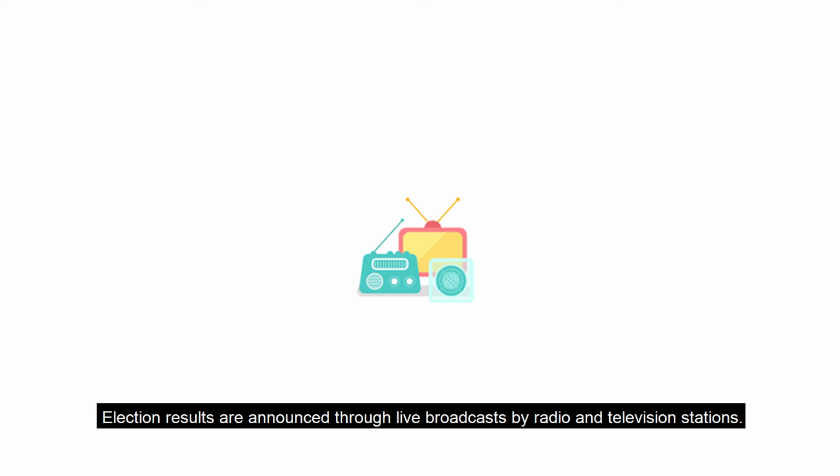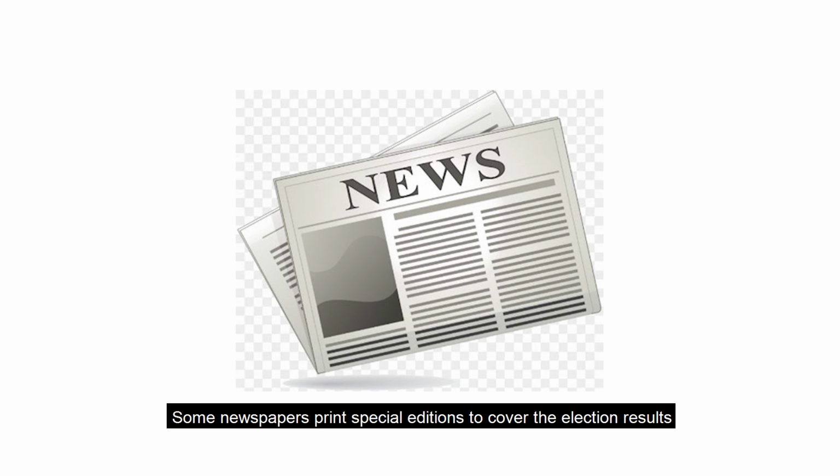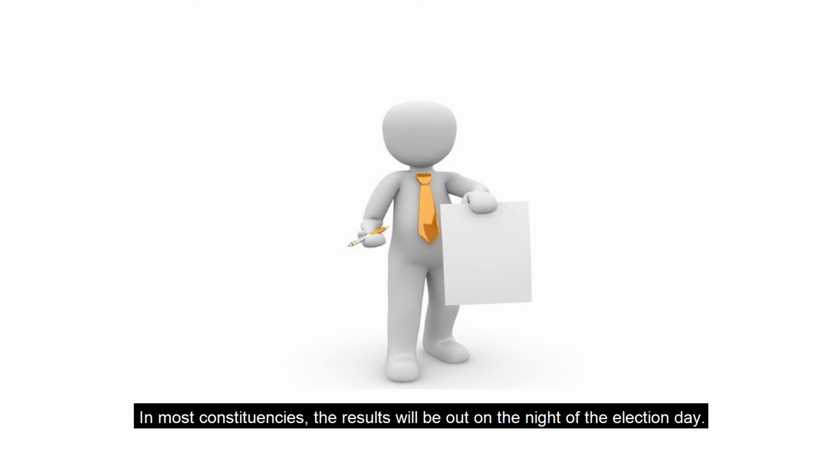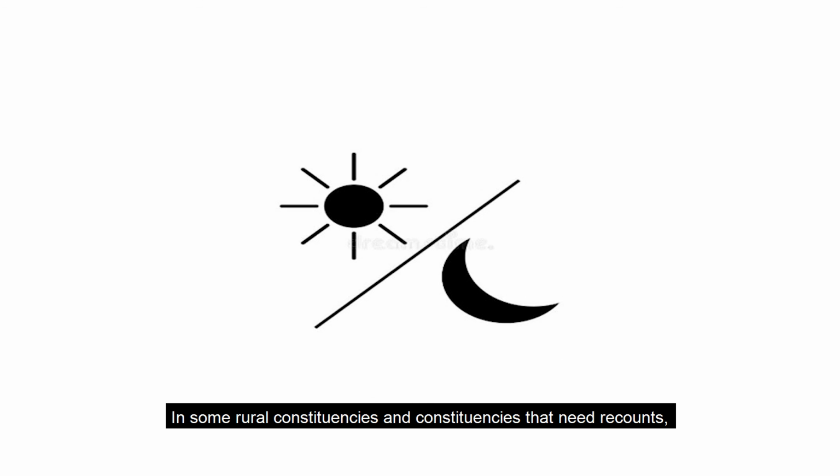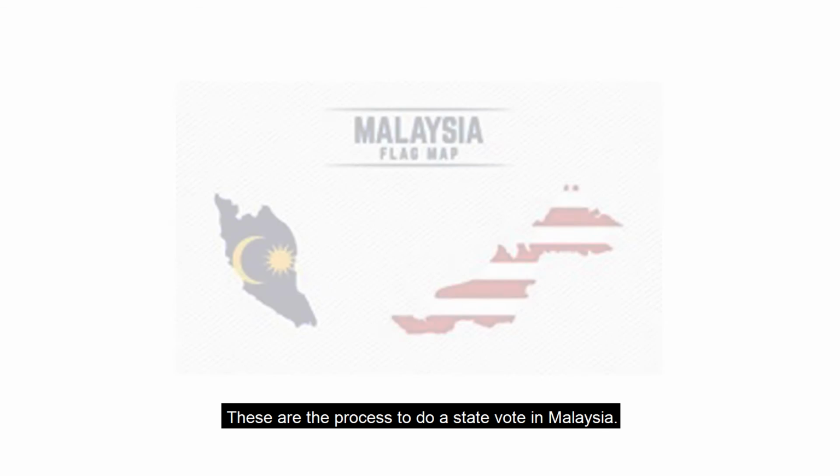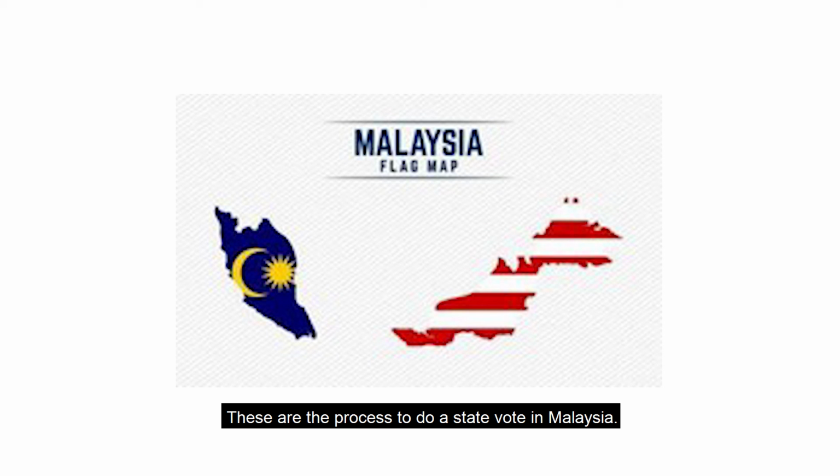Election results are announced through live broadcasts by radio and television stations. Some newspapers print special editions to cover the election results. In most constituencies, the results will be out on the night of the election day. In some rural constituencies and constituencies that need recounts, the results may not be announced until the next day. These are the process to do a state vote in Malaysia.